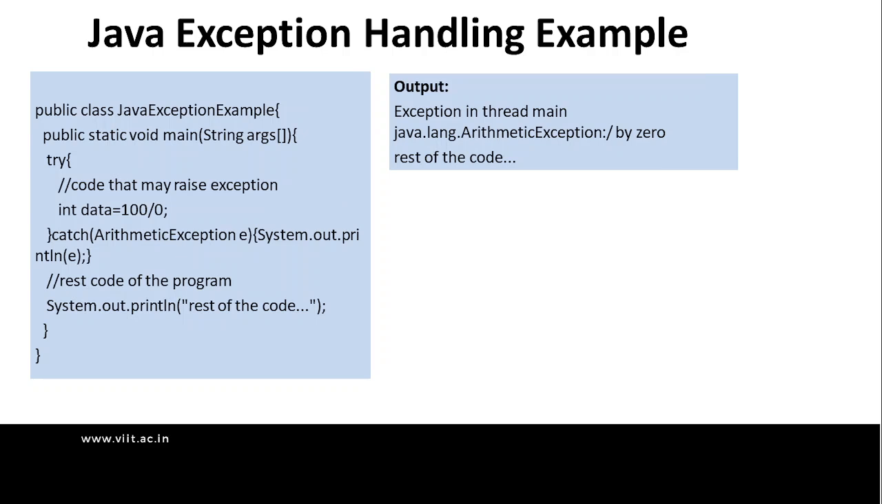So one more example of Java exception. A class and main method, and inside it, for example, we have int data equal to 100 by 0. It is in a try catch block, ArithmeticException, System.out.println(e), and we have the rest of code, System.out.println rest of code, which will get executed. This we have already run.